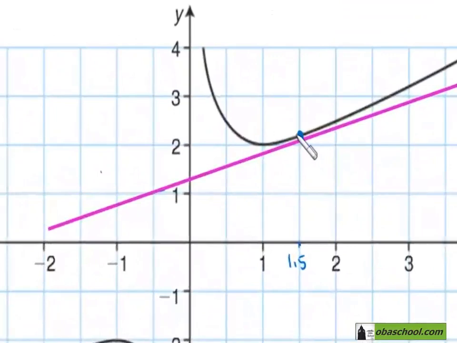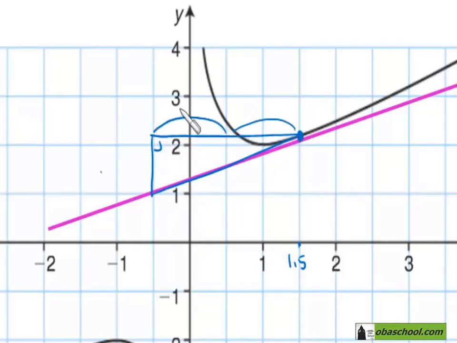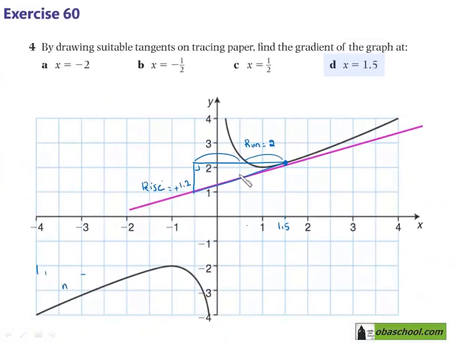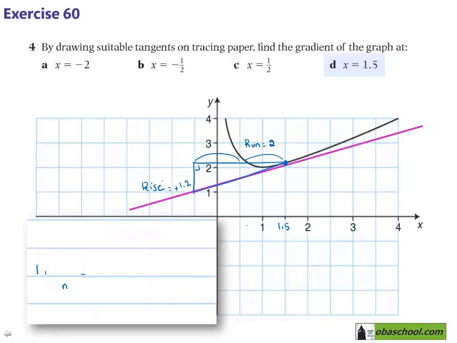Now that we have drawn the tangent, let's go ahead and find the rise and the run in order to calculate our gradient. After drawing this right triangle right here, we can actually calculate it. So we have a run of 2 units. As for the rise, it is somewhere above the 1 mark, but less than 2, somewhere around 1.2. So I'm going to say rise equal to plus 1.2.